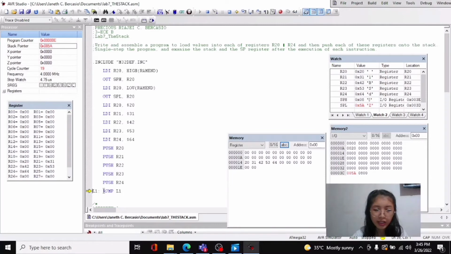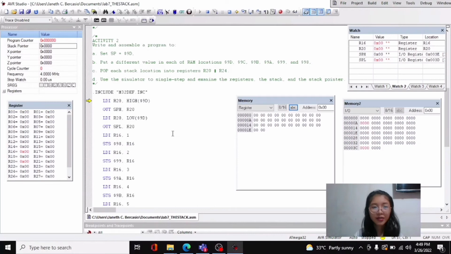We used here the instruction RJMP instead of JMP in order to save bytes, since RJMP is only 2 bytes. We can also observe that our high RAMEND is not affected and is still equivalent to 08 hex. So the total value of our stack pointer is 085A hex. That's for Activity 1.